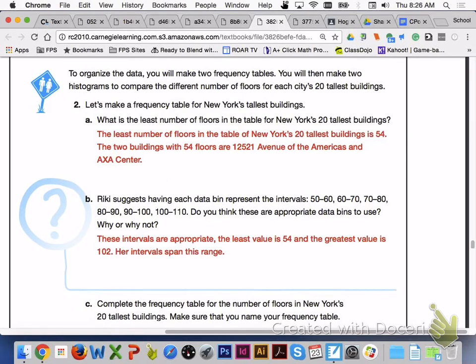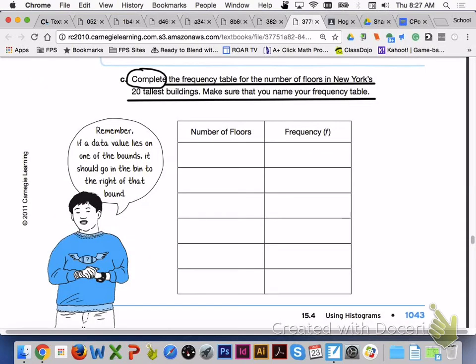For number 2, letter A, the least number of floors in the table of New York's 20 tallest buildings is 54. For letter B, these intervals are appropriate. The least value is 54, and the greatest value is 102. Her intervals do span this range. Please answer letter C with your group members. If a data value lies on one of the bounds of the histogram, it should go in the bin to the right of that bound.